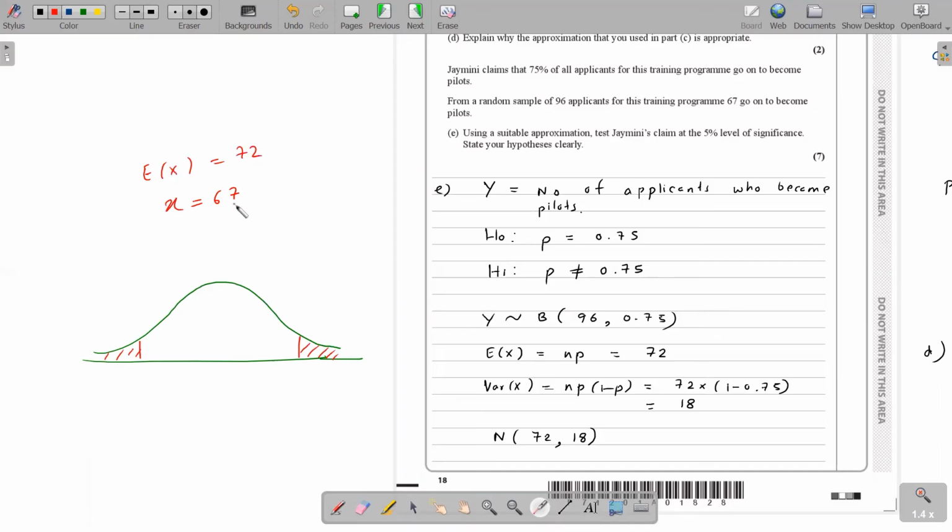We check the X value against the NP value. If the X value is less, then check the behind tail. If the X value was bigger than 72, I would have taken the front tail. Do you get it? It's a theory that you learn in your book.